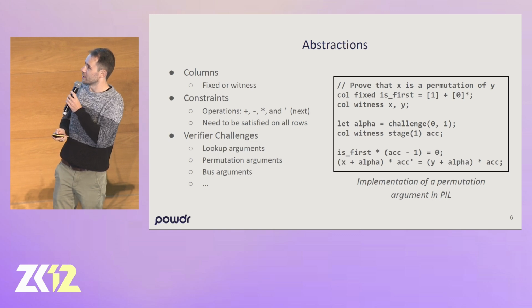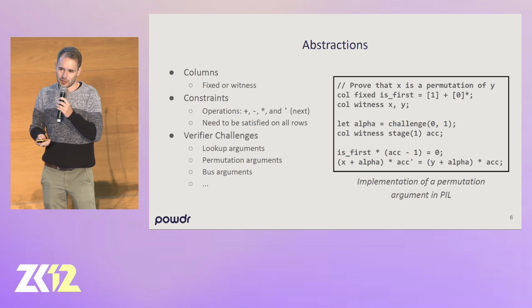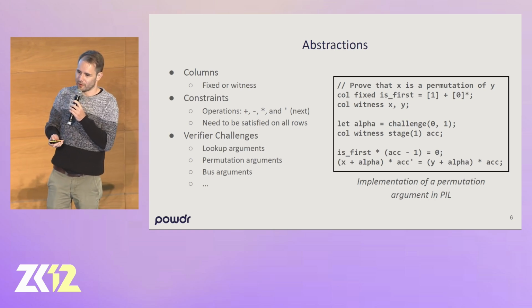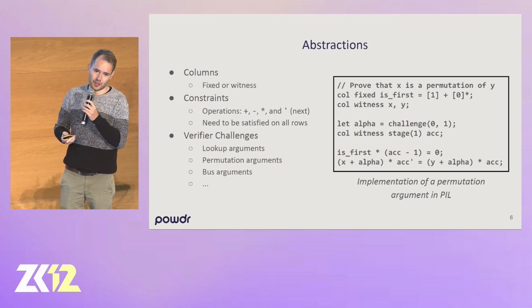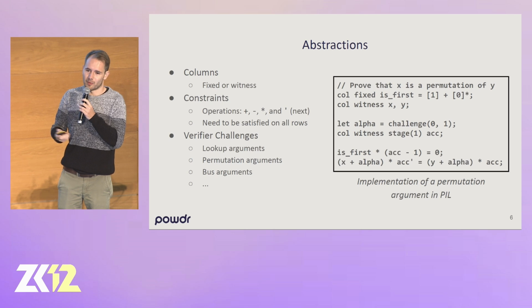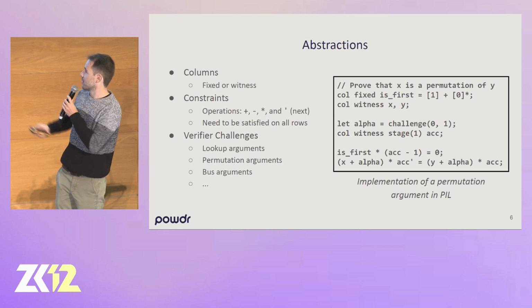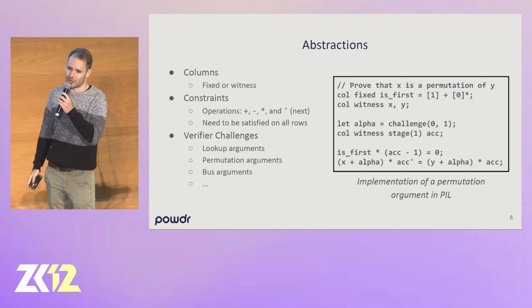And one thing I haven't yet talked about is verifier challenges, which are just random field elements that are sampled by the verifier after some witness columns have been committed. This is useful to implement lookup and permutation arguments and other things. And here you can see an example of how you would implement a permutation argument.